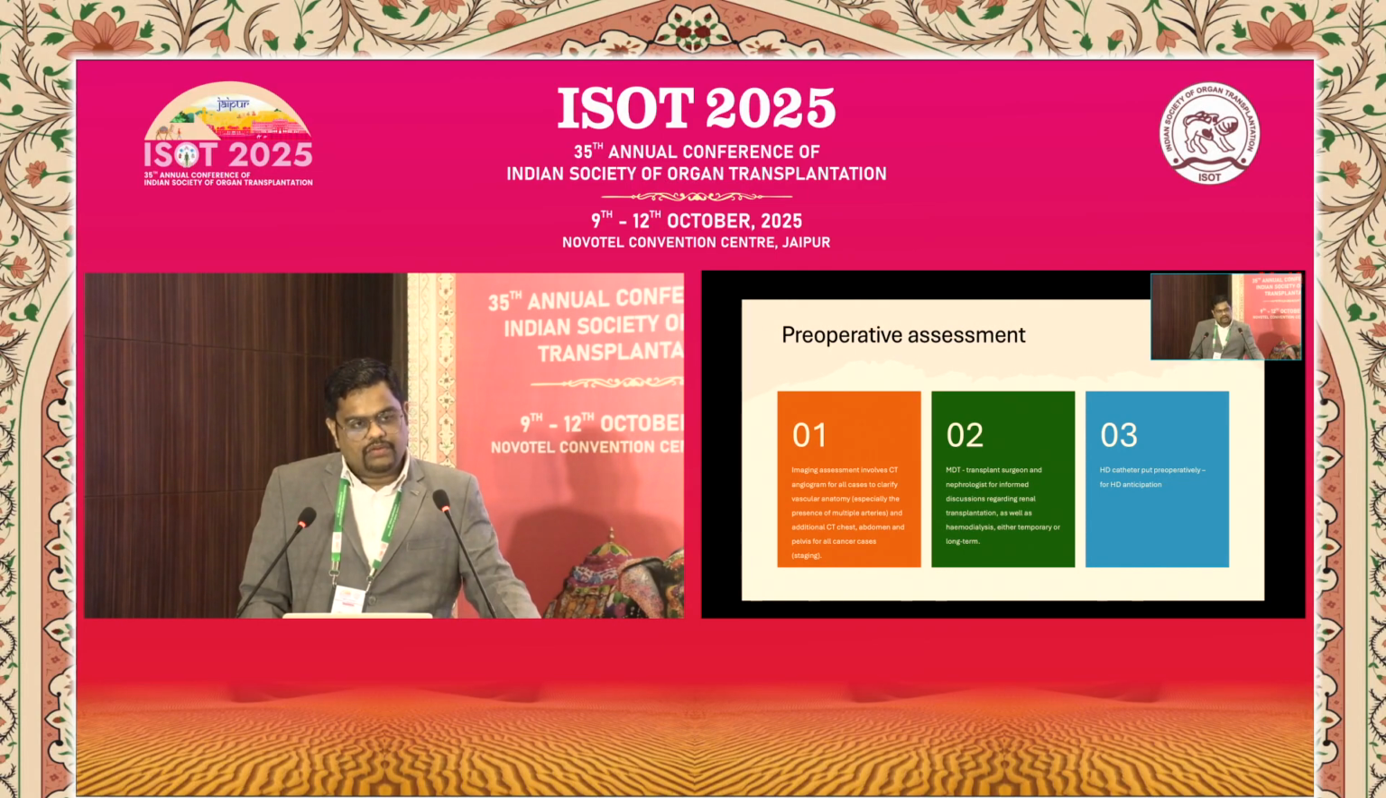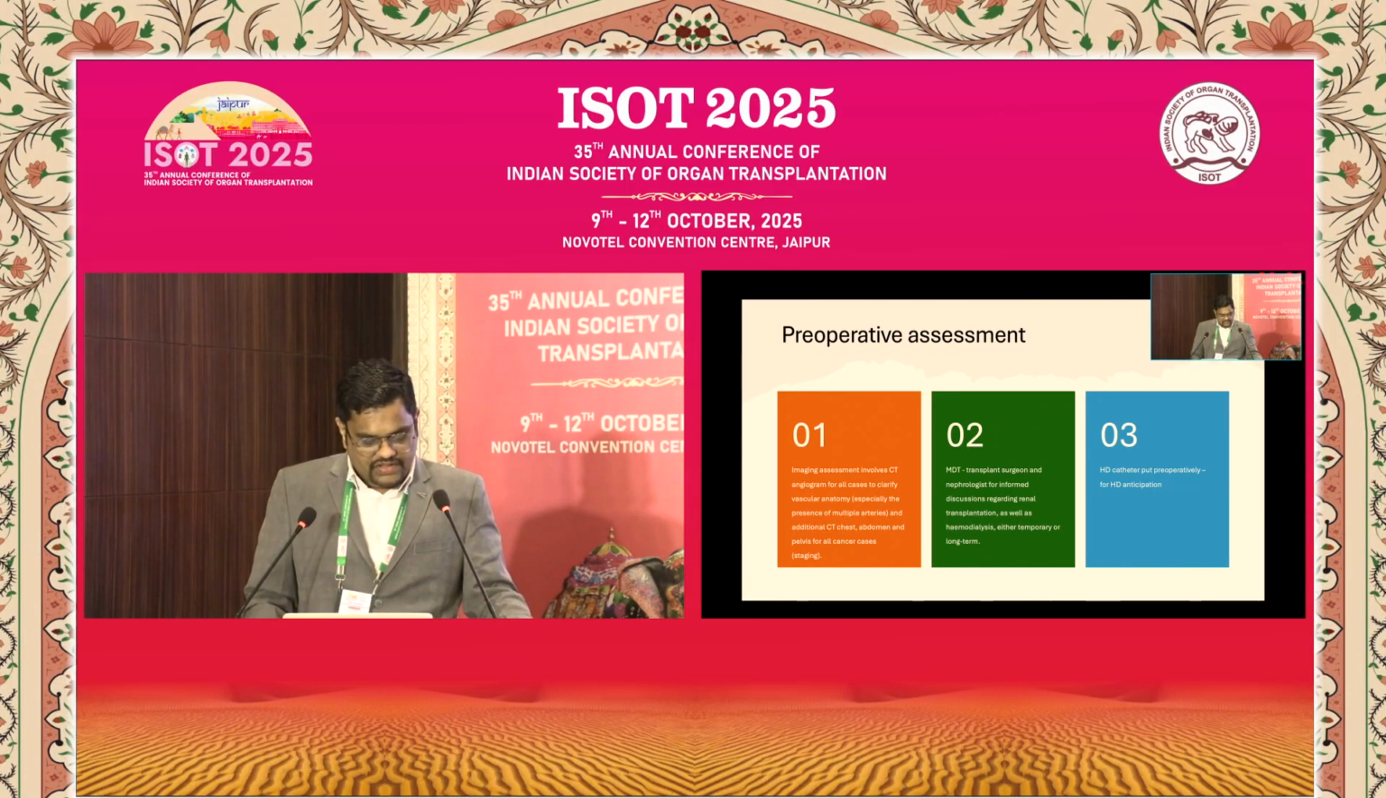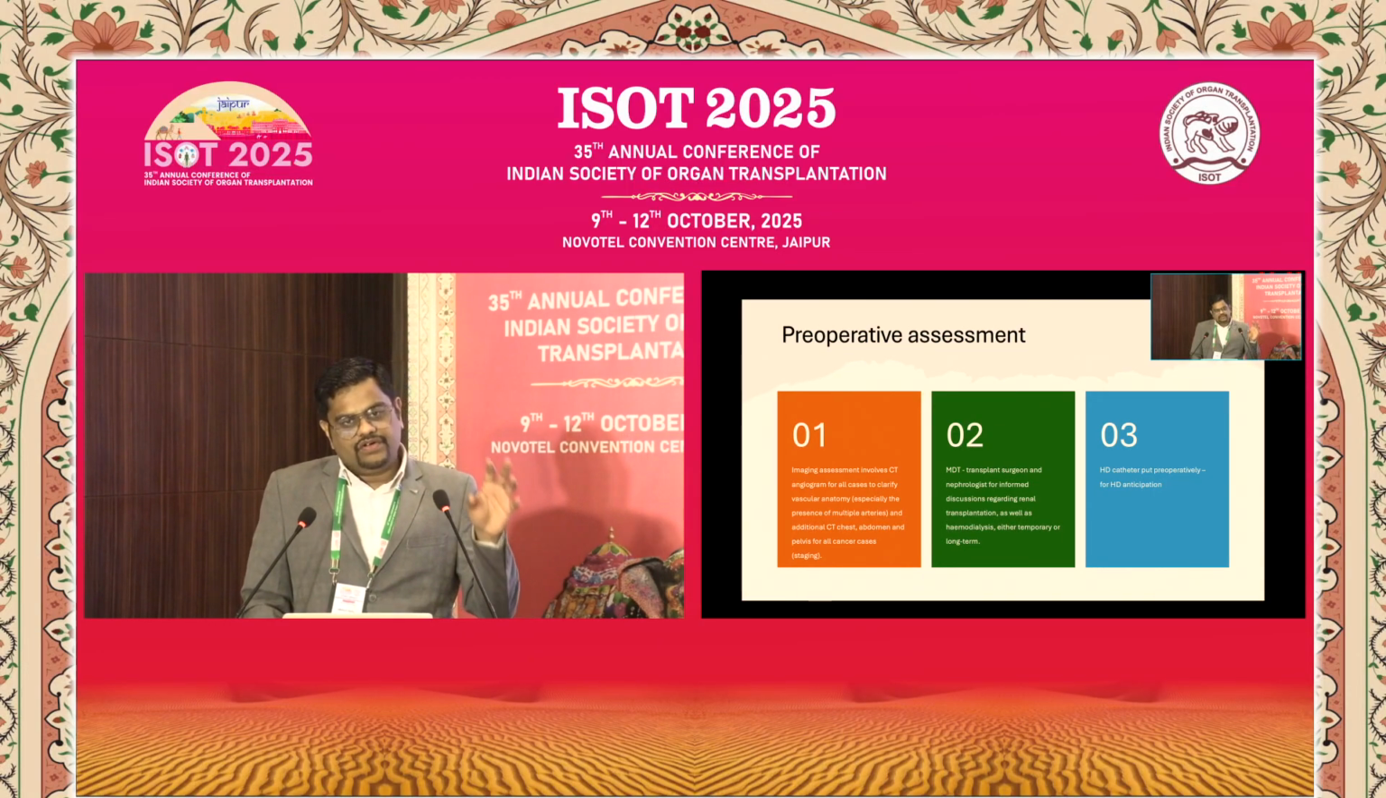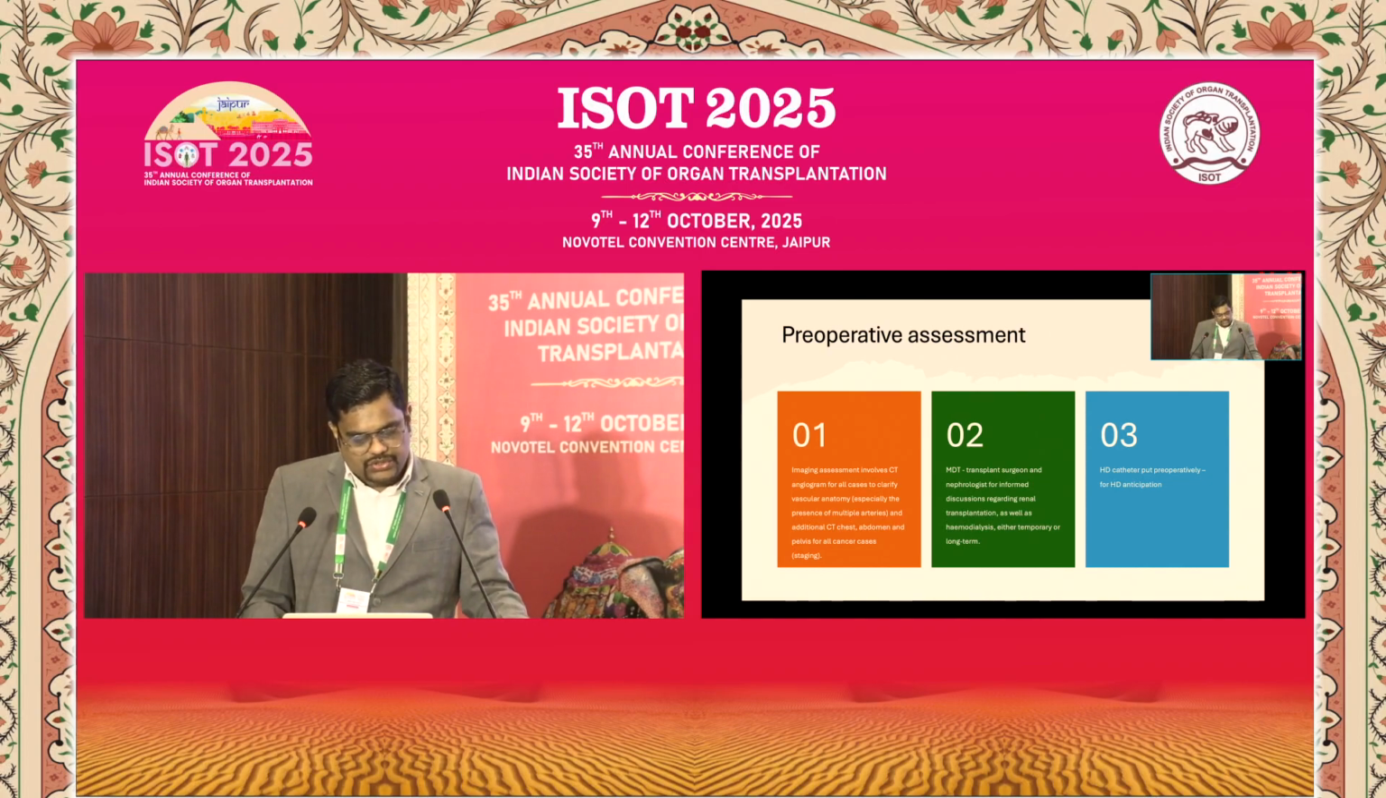Now, what perioperative assessment do you need to do in auto transplant? You need to have a thorough imaging assessment, including a CT angio. As you see, the renal artery, vein, ureter, what the anatomy is, single artery or double arteries, the size, the location of the veins, and everything. Additionally, if you are doing it for malignant cases, you should have a CT chest, abdomen, and pelvis to completely stage that tumor before you go ahead.